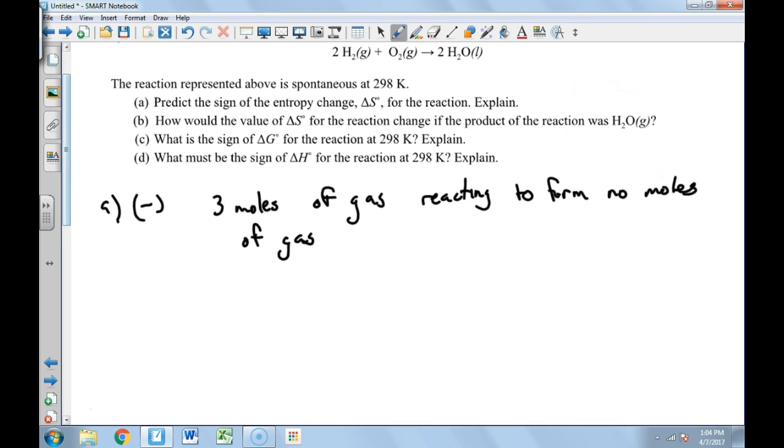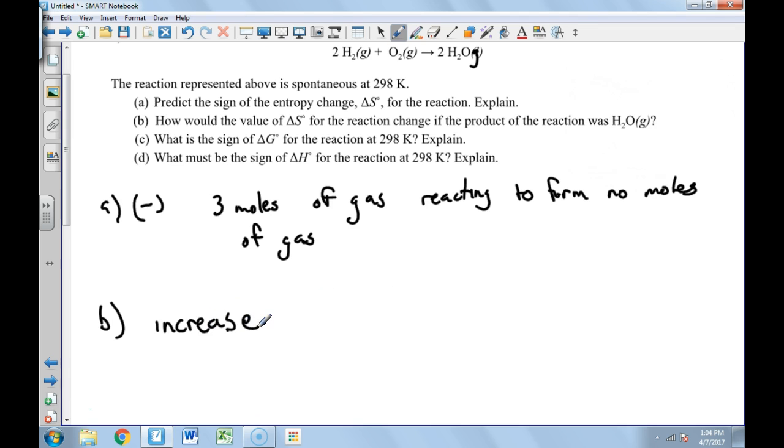Now, this problem says, what if this were gas instead of a liquid? Well, how would the value of delta S change? It's still negative because it's going from 3 to 2, but it's going to get closer to 0. It's going to be less negative. The value is going to increase.